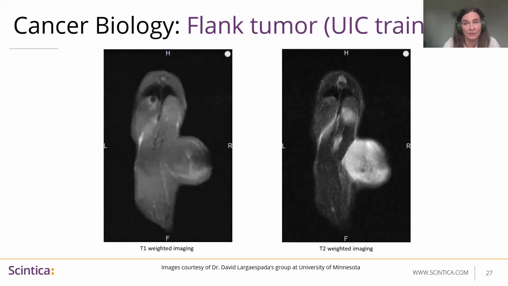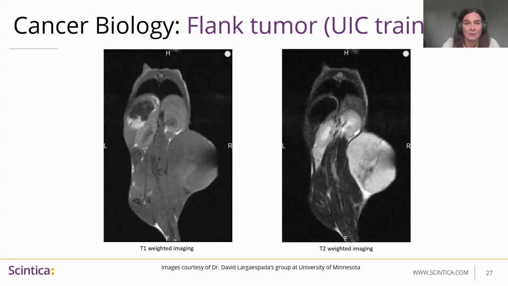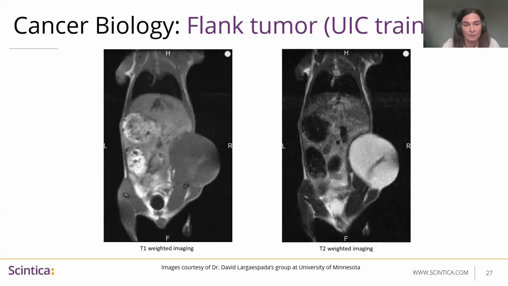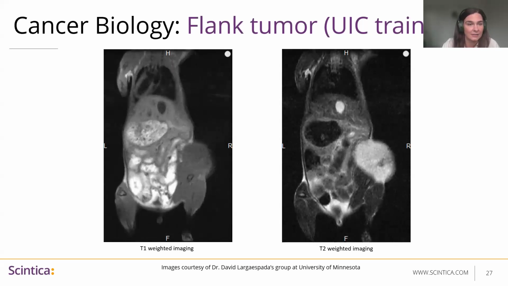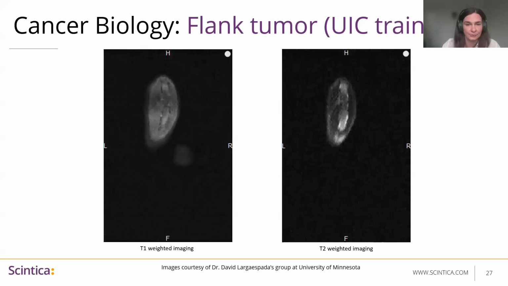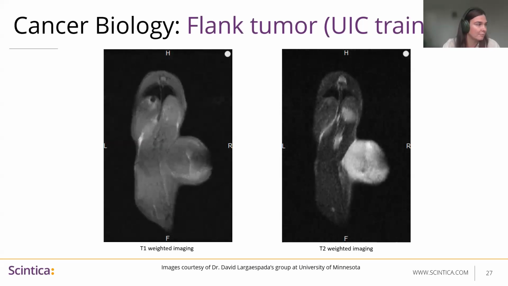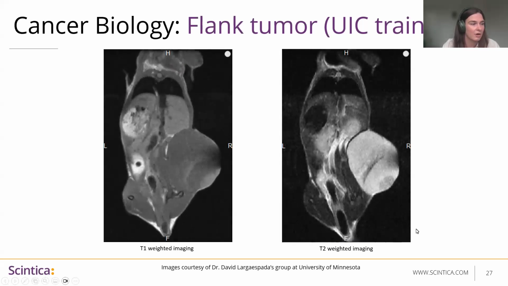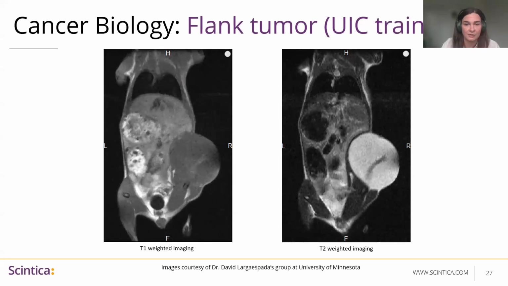So this is an example of a flank tumor that we acquired at the UIC training a few weeks ago. We acquired both with T1 and T2 weighted imaging. We're able to visualize the anatomy with both T1 and T2, but we are also able to see what appears to be a blood vessel in the T1 infiltrating through that tumor.